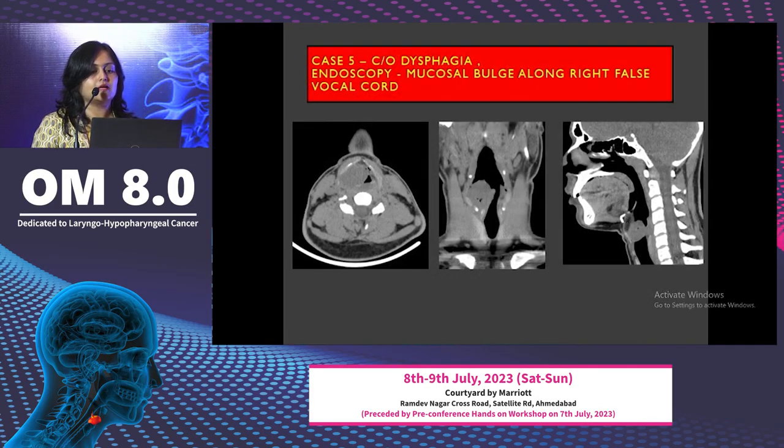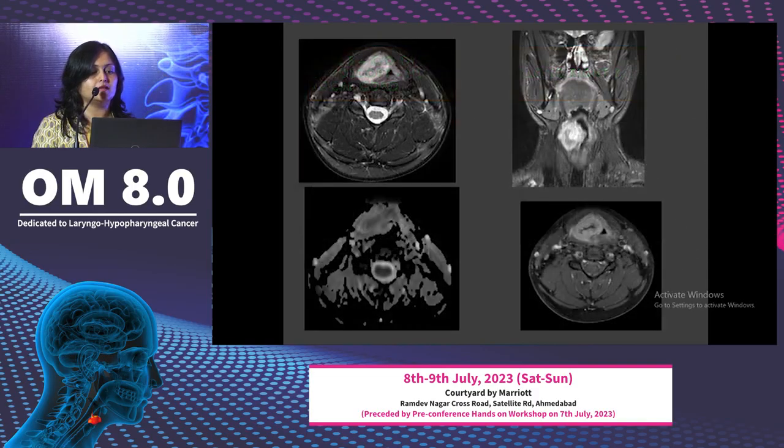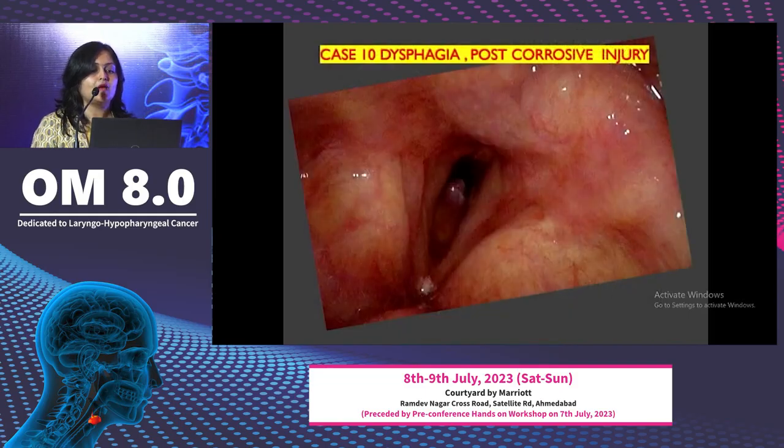This is another case of a submucosal lesion, which is again hypodense on CT scan, involving the false cord and paraglottic fat. The MRI of the same patient shows a heterogeneous enhancement of the lesion, and the final histopathology was schwannoma of the false cord.